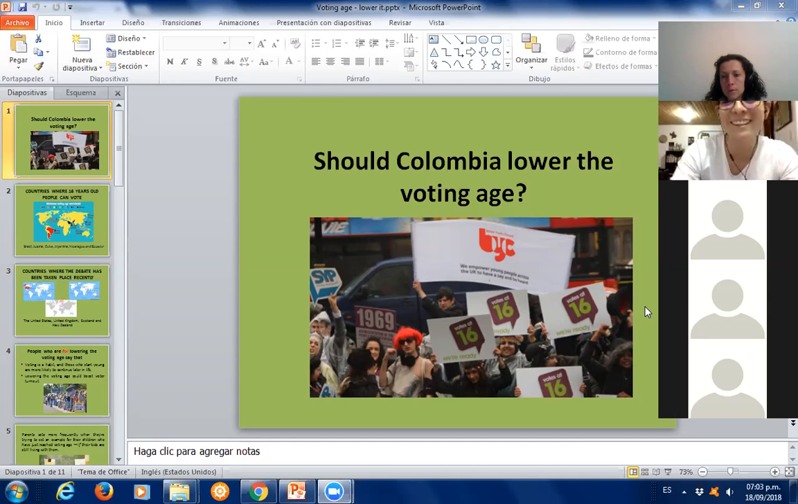So if he lowers the voting age, he will get more voters. So I think that's not correct. Okay, so in your opinion, the proposal is because he wants to get more voters. Okay. And I would like to know if your classmates agree with that opinion.